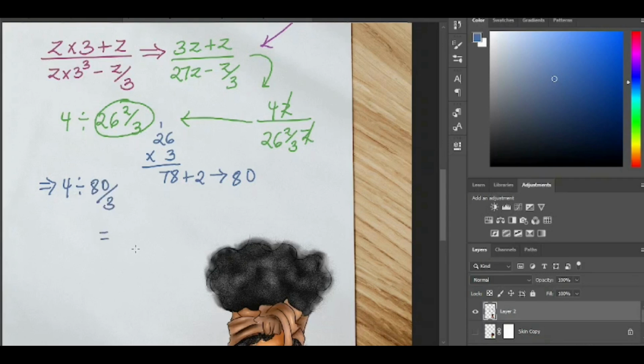And this is going to be the same as 4 multiplied by the reciprocal, which is 3 over 80. So 4 goes into 4 once and 4 goes into 80 20 times. So our final answer is going to be 3 over 20.